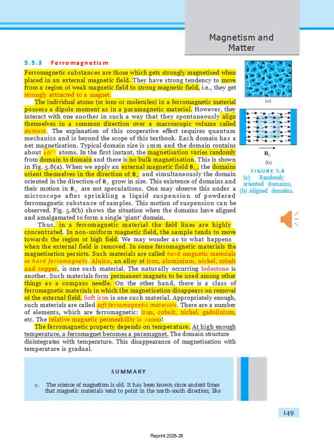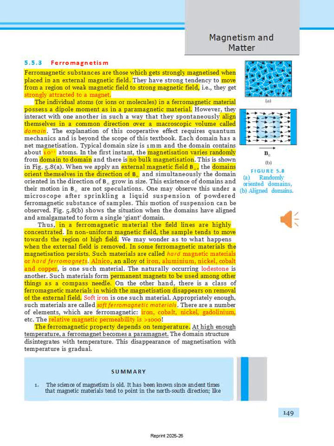We may wonder as to what happens when the external field is removed. In some ferromagnetic materials the magnetization persists. Such materials are called hard magnetic materials or hard ferromagnets. Alnico, an alloy of iron, aluminium, nickel, cobalt and copper, is one such material. The naturally occurring lodestone is another. Such materials form permanent magnets to be used among other things as a compass needle.